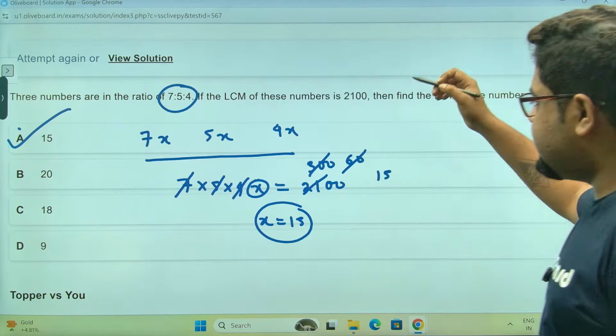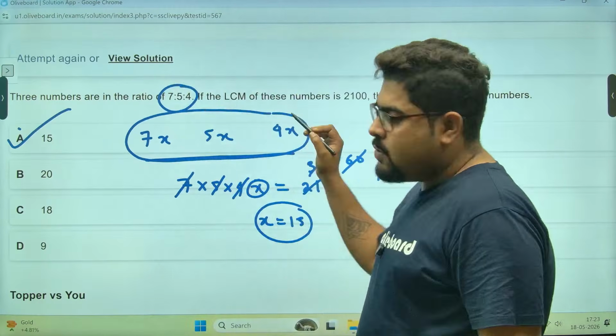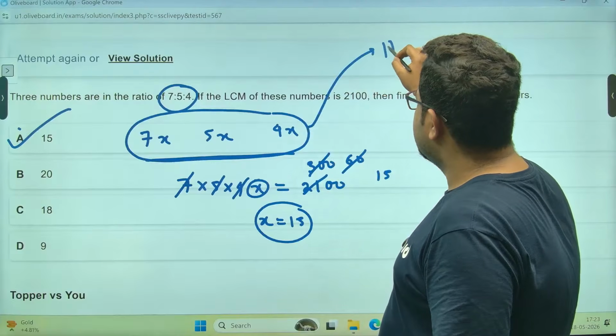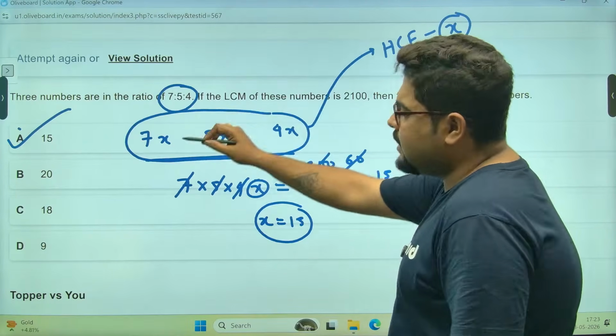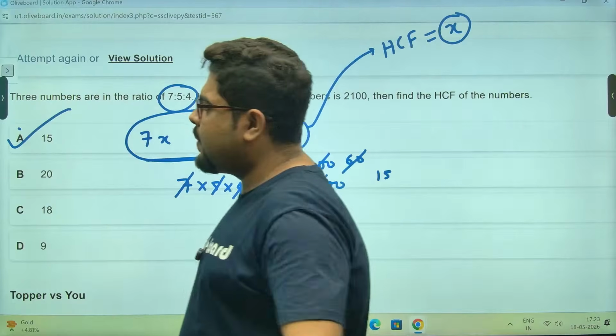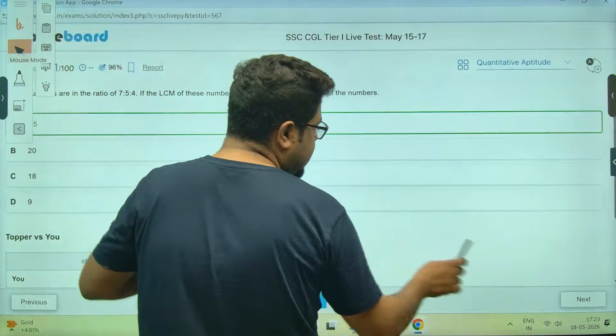Just by looking at this, if these are the three numbers, forget about everything. What is the highest common factor? You will see x is there in every number. So x is the HCF. Done. Again, nothing that you need to remember explicitly.